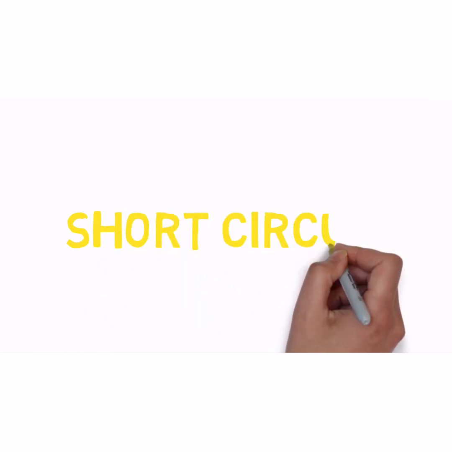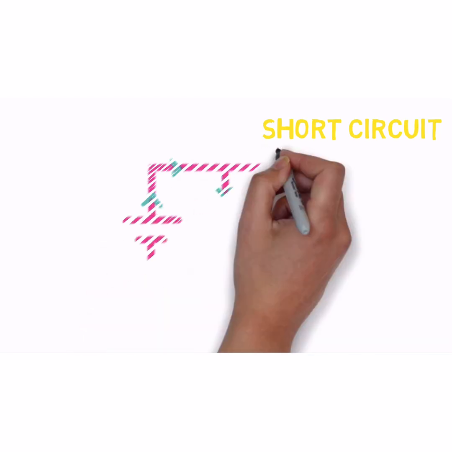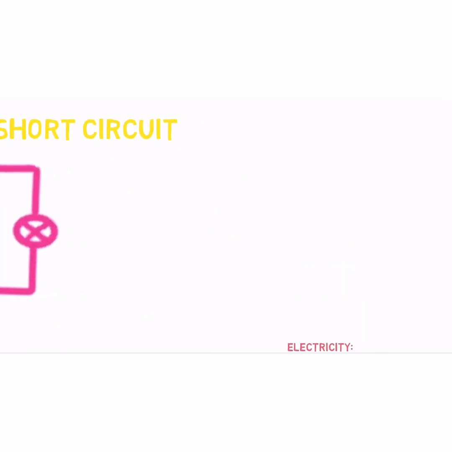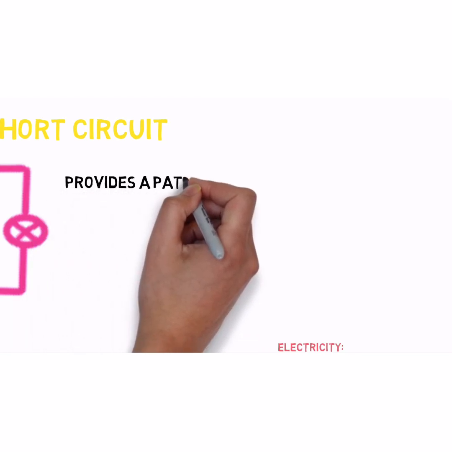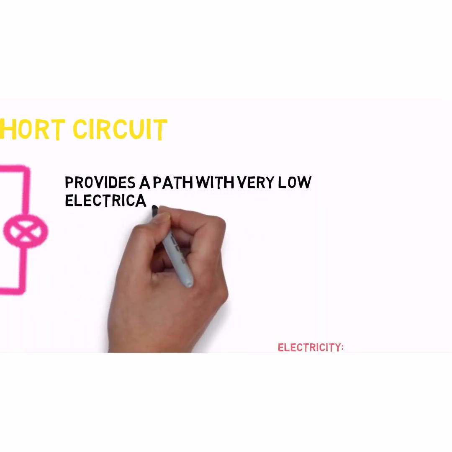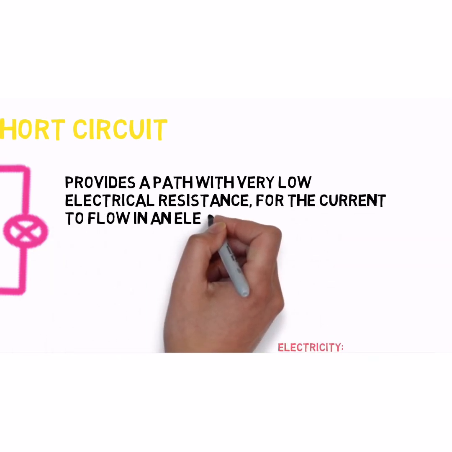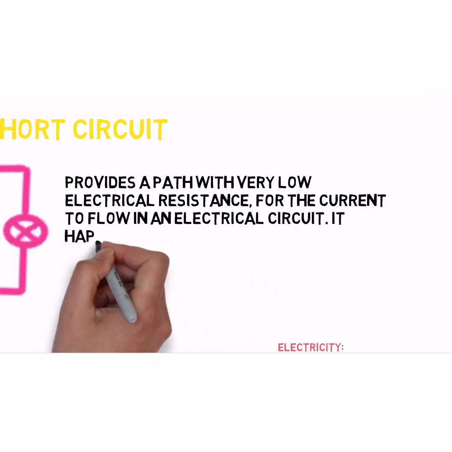Now let's take a look at the short circuit. Here you can see an example of it. A short circuit provides a path with a very low electrical resistance for the current to flow in an electrical circuit. It happens when two or more wires that are not supposed to come in contact with each other touch.